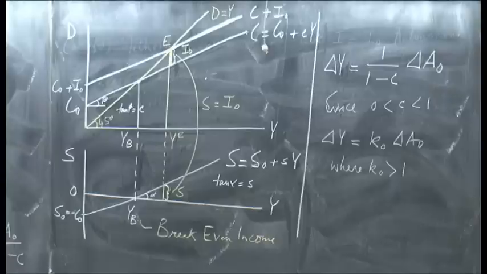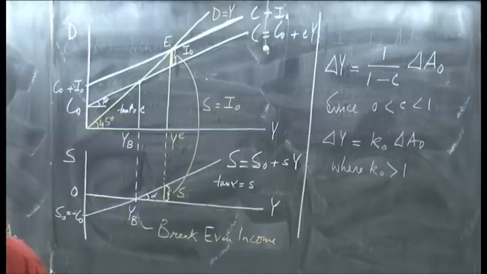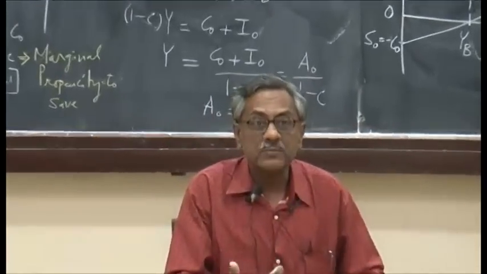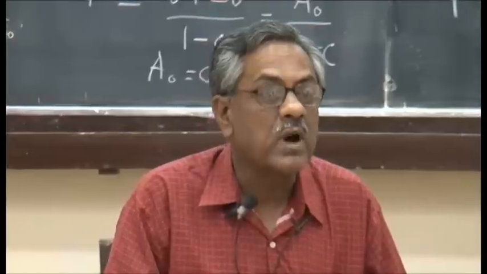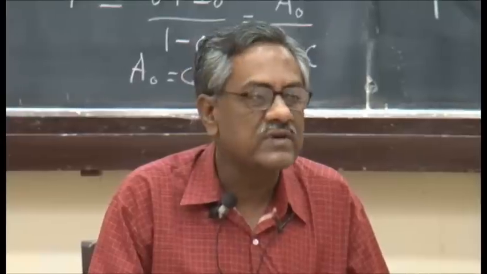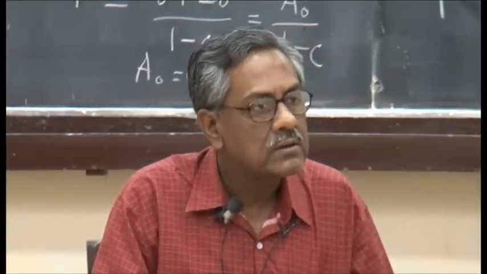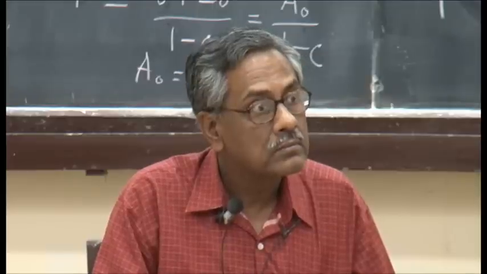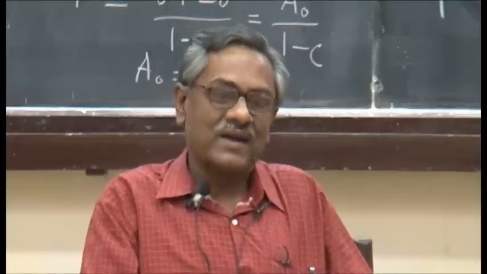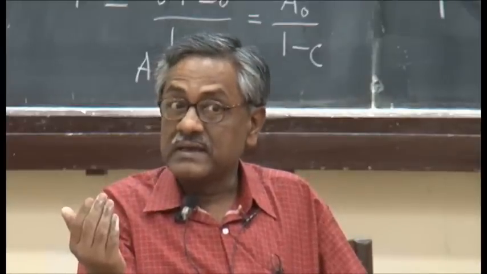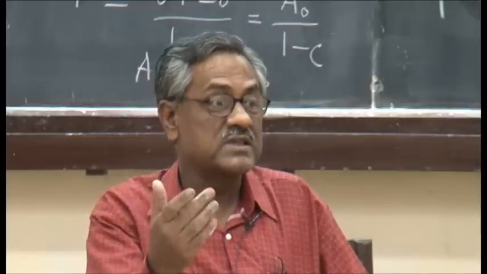Simple algebra. C is a fraction. 1 over a fraction is a number greater than 1. Very simple. C is a proper fraction, say 0.7. So 1 minus 0.7 is 0.3. 1 over 0.3 is 3 point something. Done. This is the second contribution that follows from the consumption function.